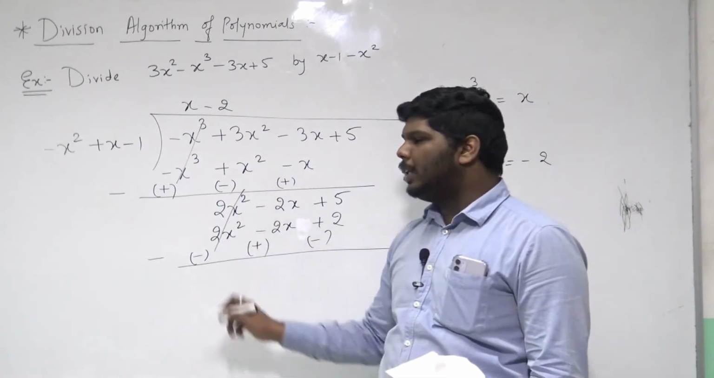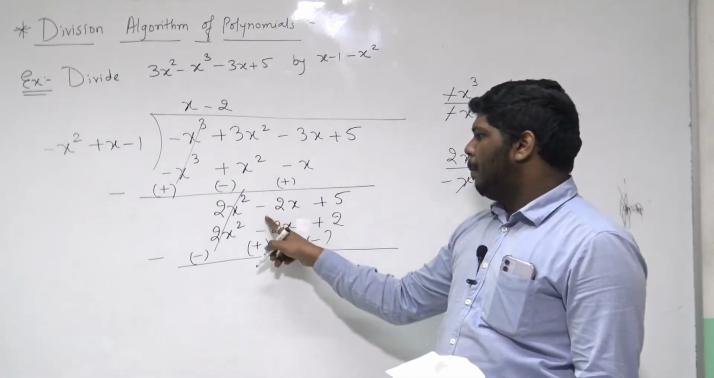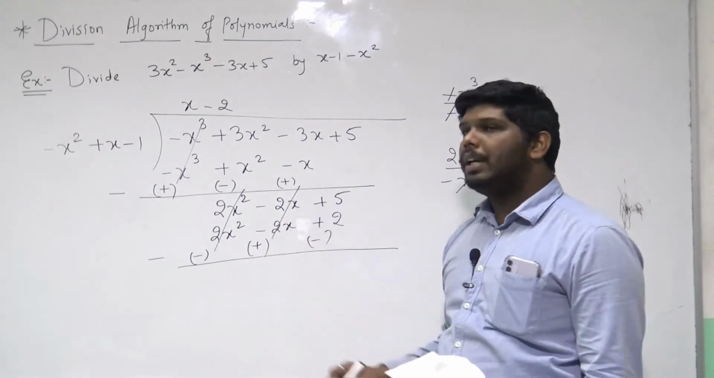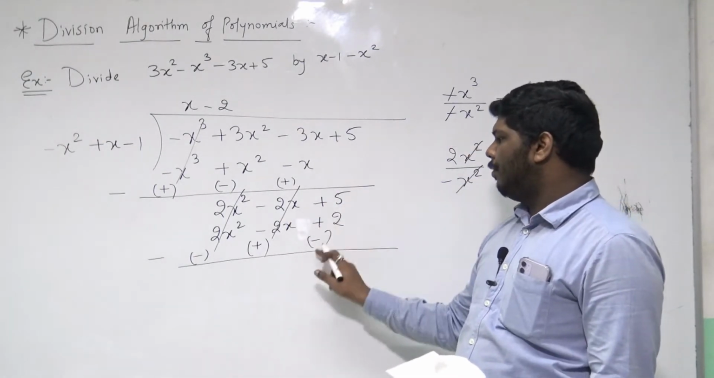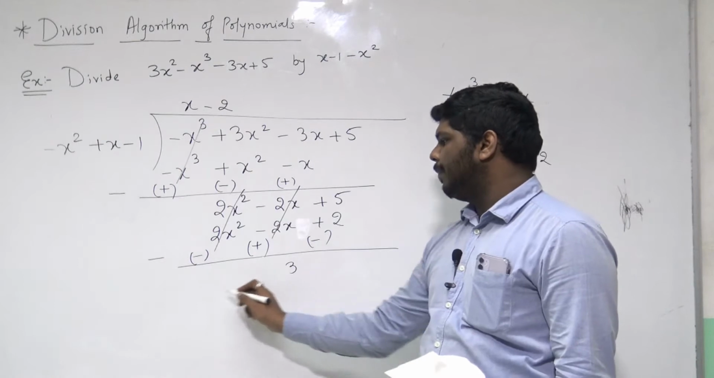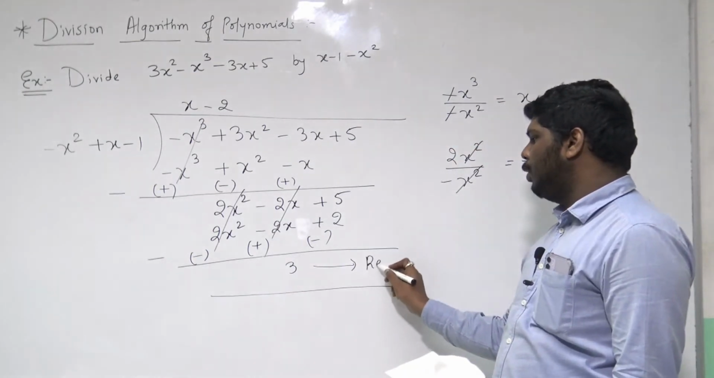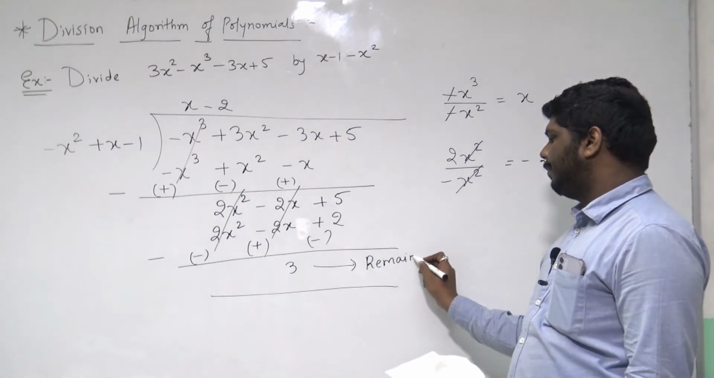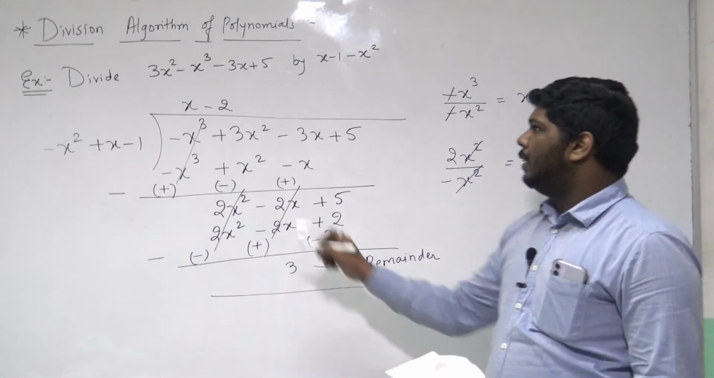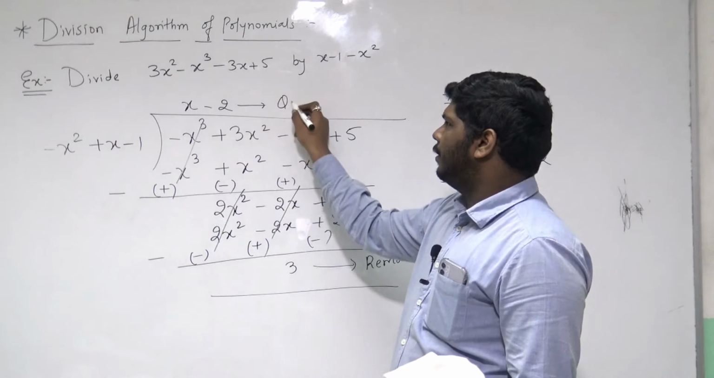So 2x square minus 2x square will be 0, minus 2x plus 2x, again it will give 0 only, and from here 5 minus 2 you will get 3. So here you have to understand, this last value is called the remainder. Okay, this part is called the quotient, correct?